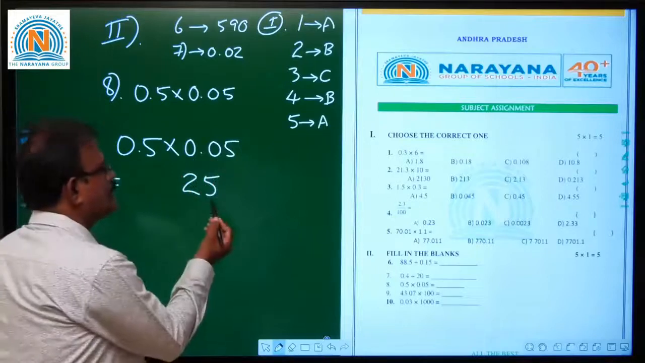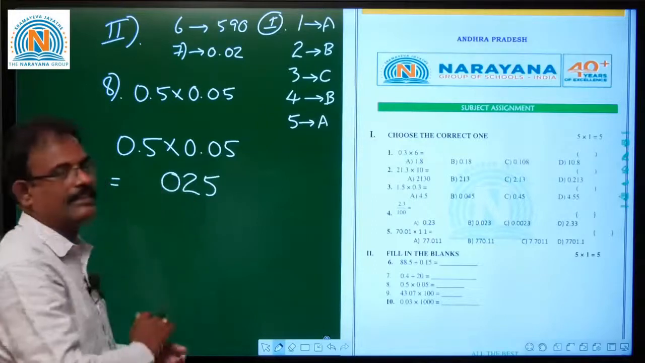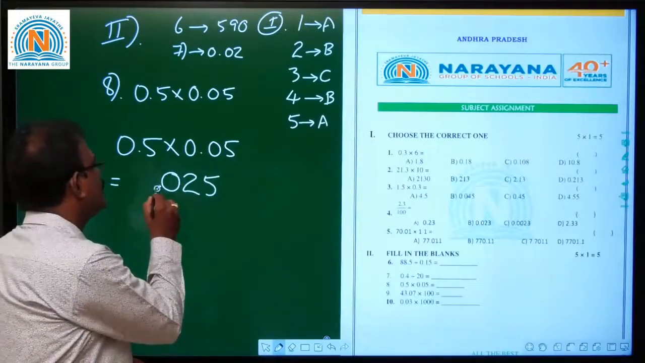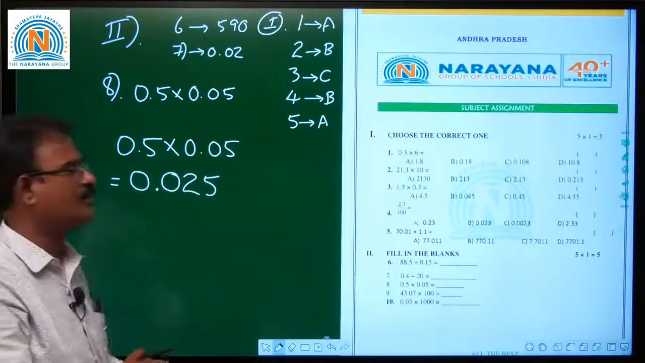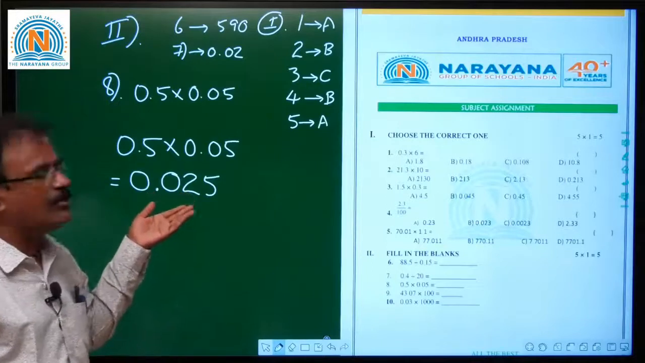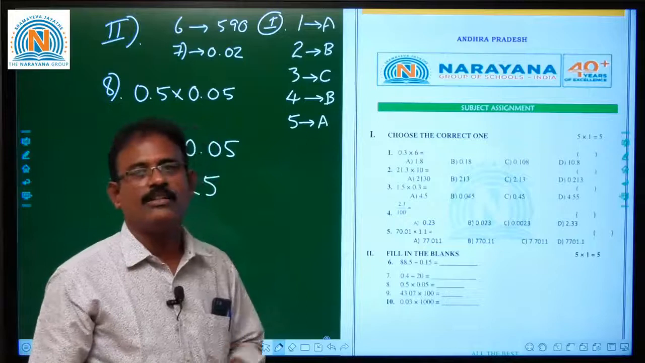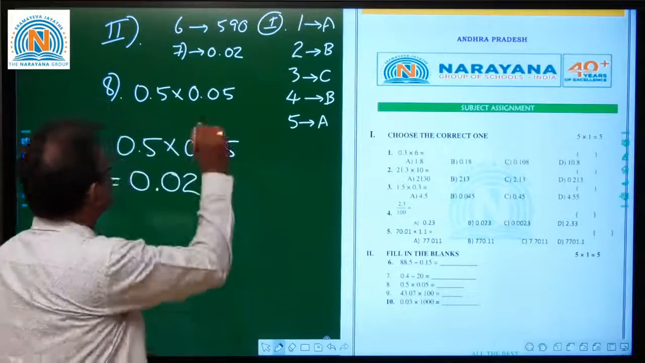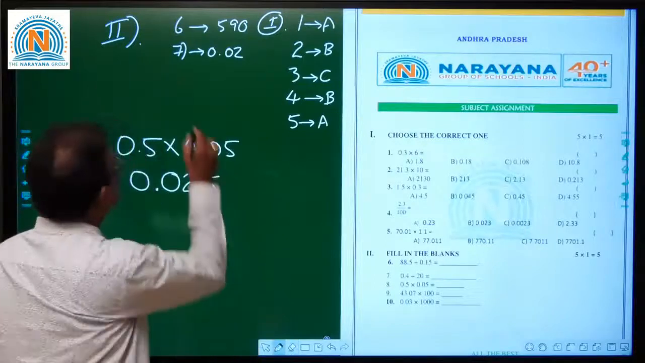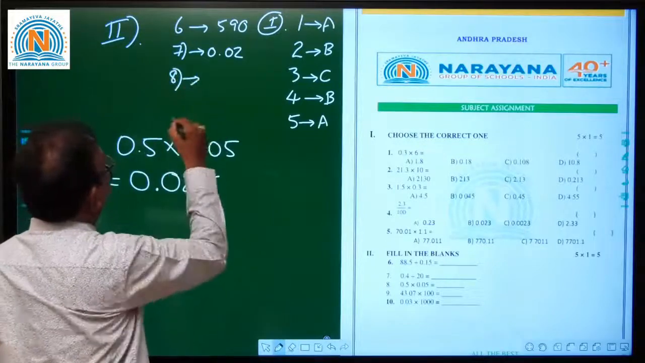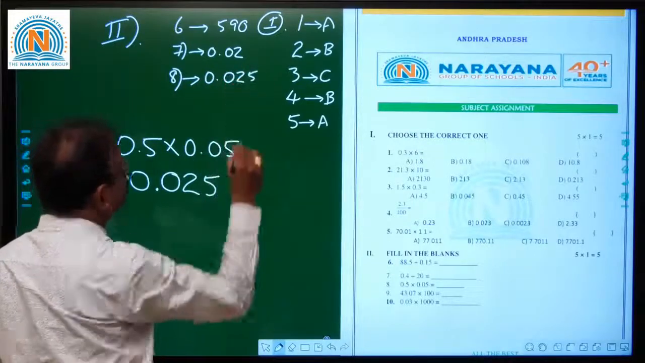So let us take 1 digit, second digit, as there is no digit in the product, third digit, let us keep 0, and then keep the decimal point, and as there is no integer part, let us take 0. So 0.025 is the product of 0.5 and 0.05. So what is the answer for question number 8, children? 0.025.